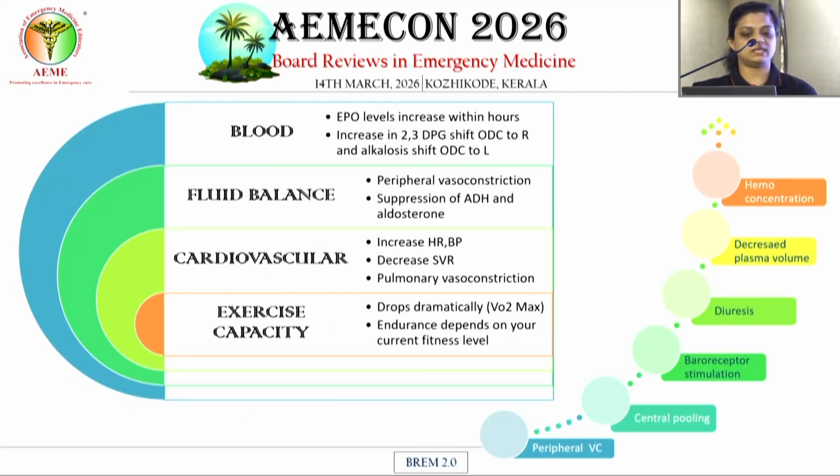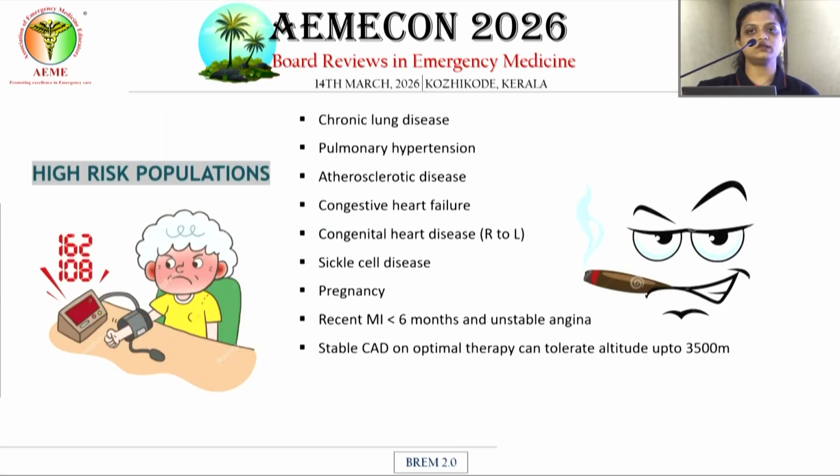Then there are many changes. In blood, EPO levels start to increase within hours. Your oxygen dissociation curve does not change much, because there is an increase in 2,3-DPG on one side and alkalosis on the other side, so more or less no significant change. Then there will be peripheral vasoconstriction, and suppression of ADH and aldosterone. All these things happen in your body. The end result is barorespiratory stimulated diuresis, decreased plasma volume, and a state of hemoconcentration.